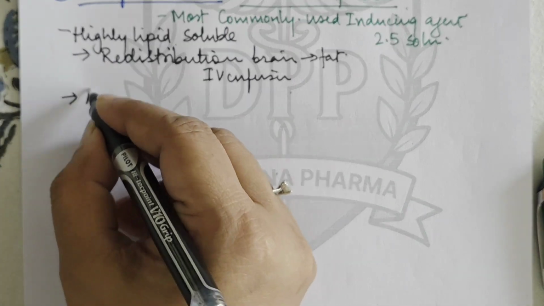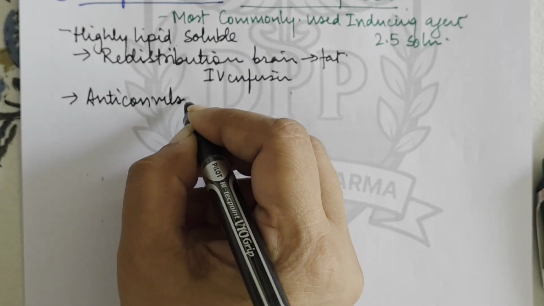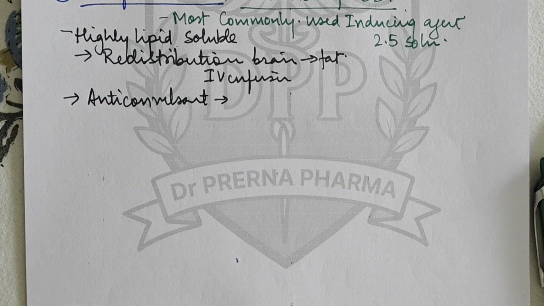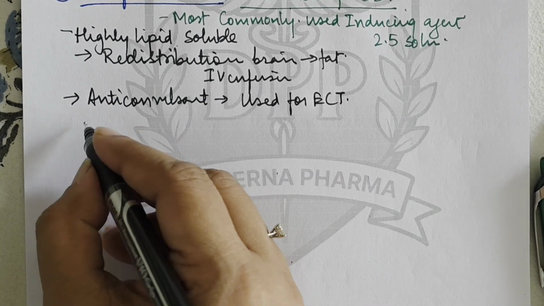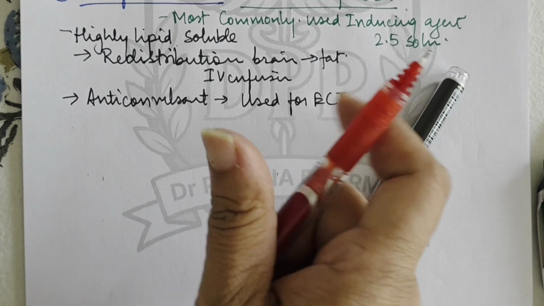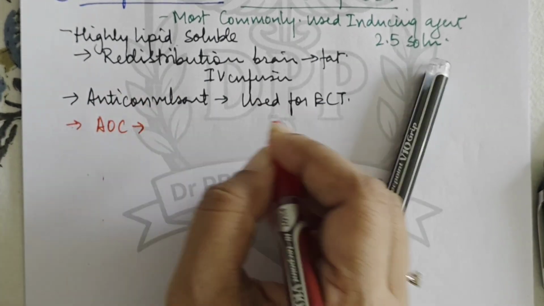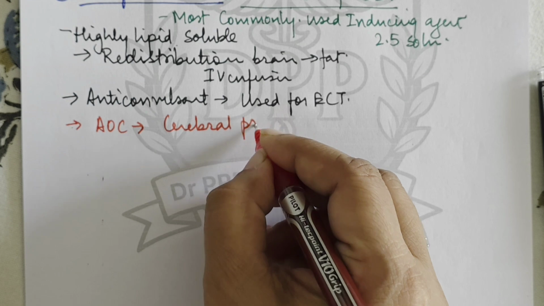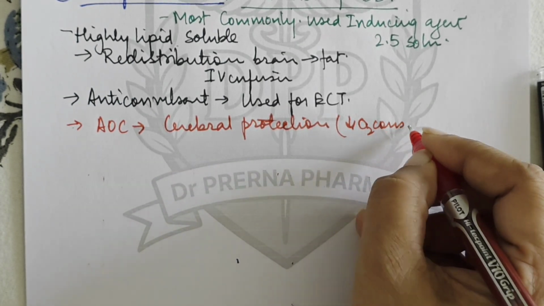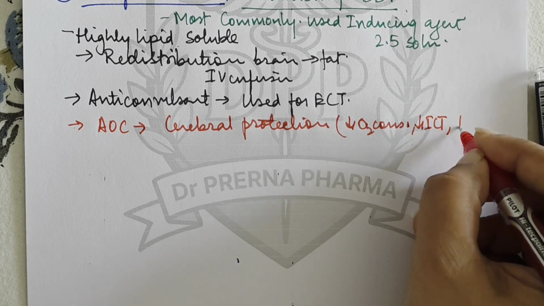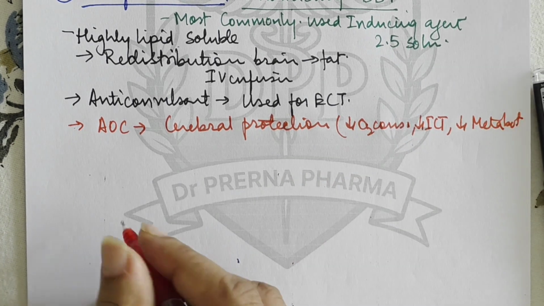Then now next thing, it has got anticonvulsant action. So this can be used for ECT, that is electroconvulsive therapy. Then it is the agent of choice in cerebral protection because it decreases the oxygen consumption, it decreases the intracranial tension, it decreases the metabolic rate. So it is said to be cerebroprotective.